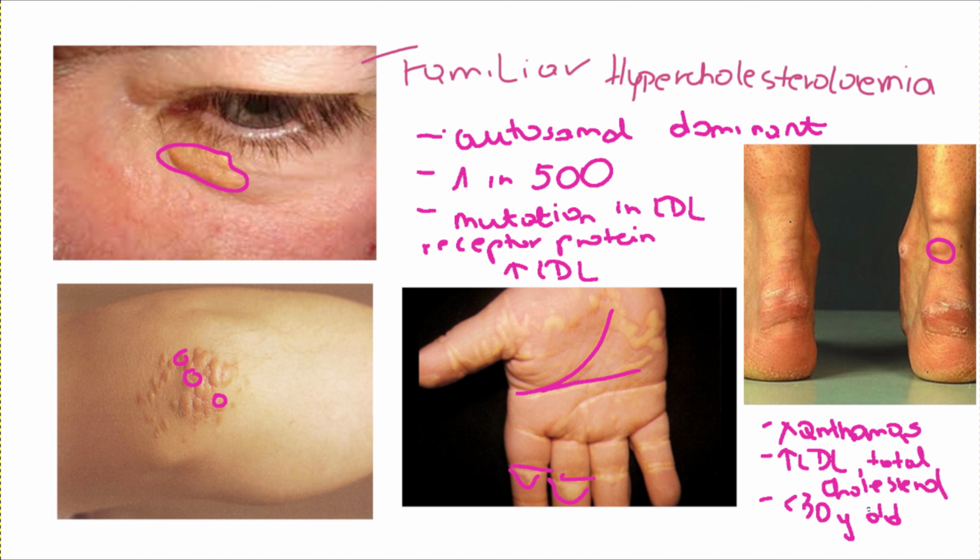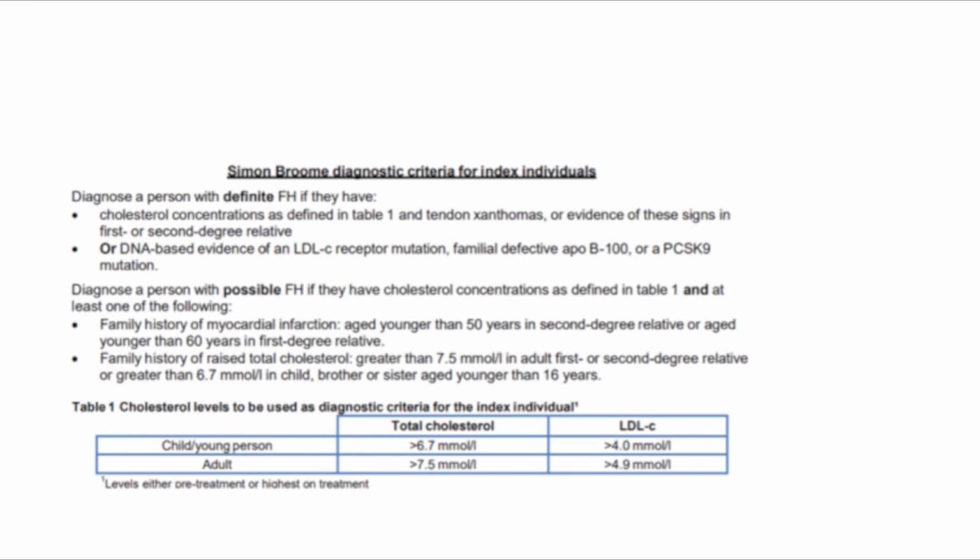To make the diagnosis of familial hypercholesterolemia, we use the Simon-Broome diagnostic criteria. And I have them here. So as you can see, to make a definite familial hypercholesterolemia diagnosis, a patient needs to meet one of those two.